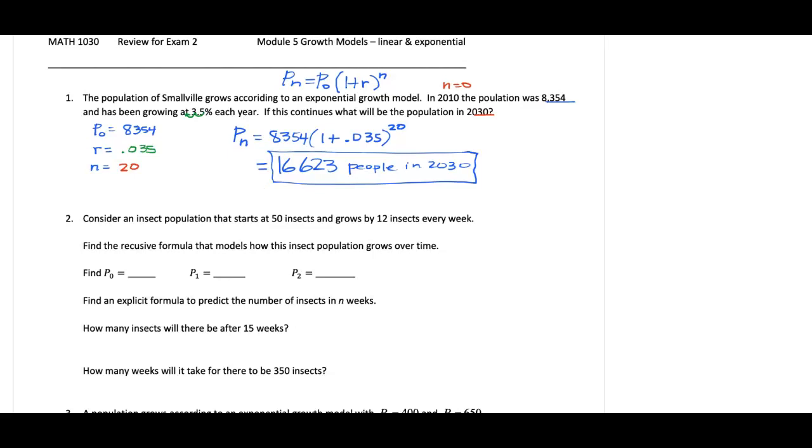Yeah, make sure you press equals. If you can't put the whole thing in your calculator, just know that after you raise it to the 20th power, you have to press your equal sign, press enter, before you multiply it.